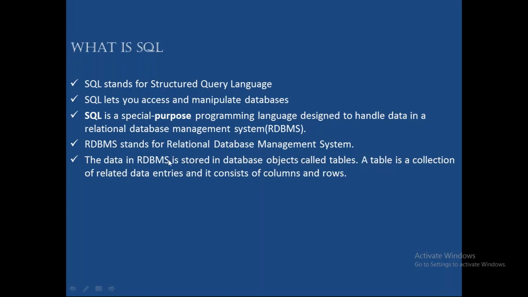We already know that in RDBMS, the relational database management system, we have created the table. After creating the table, we inserted the records. In the same way, the data in RDBMS is stored in database objects called tables. A table is a collection of related data entries, and it consists of columns and rows. If you store any data in tables, these tables will be there in an RDBMS system.